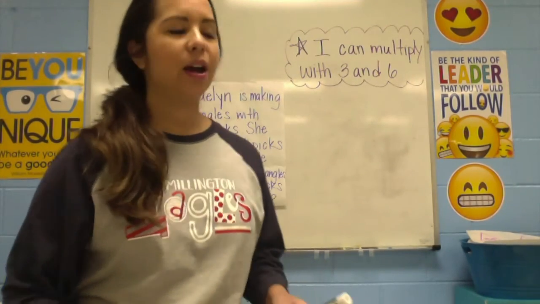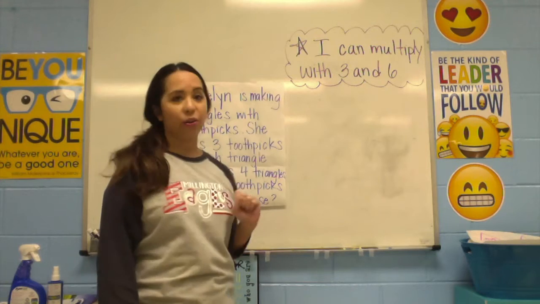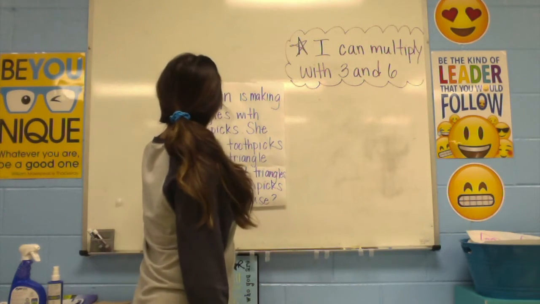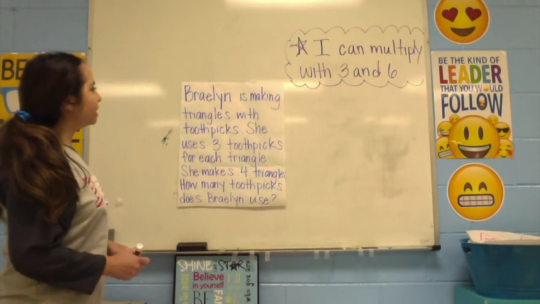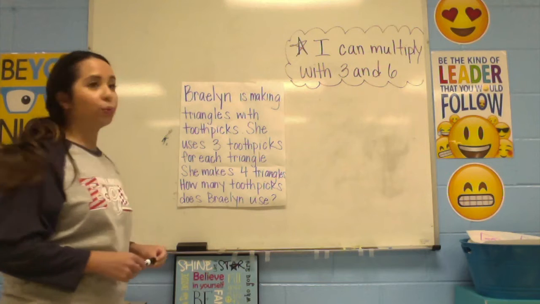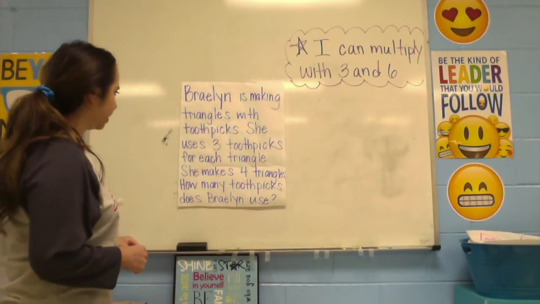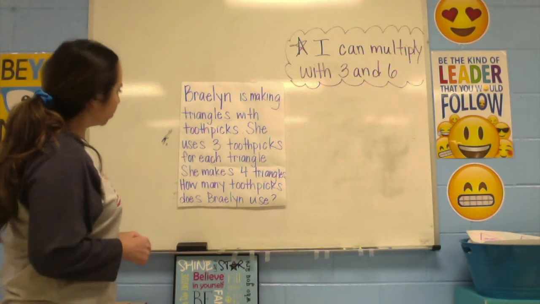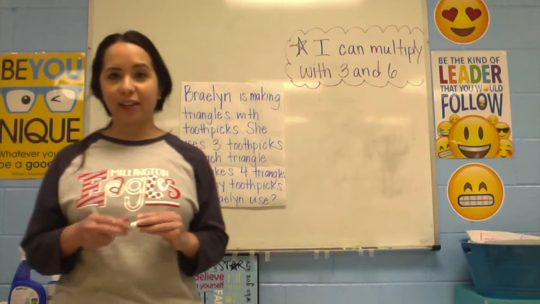Hey guys, so I'm going to teach you today how you can multiply with 3 and 6, okay? So let's start with a word problem. It says, Braylon is making triangles with toothpicks. She uses 3 toothpicks for each triangle. She makes 4 triangles. How many toothpicks does Braylon use?